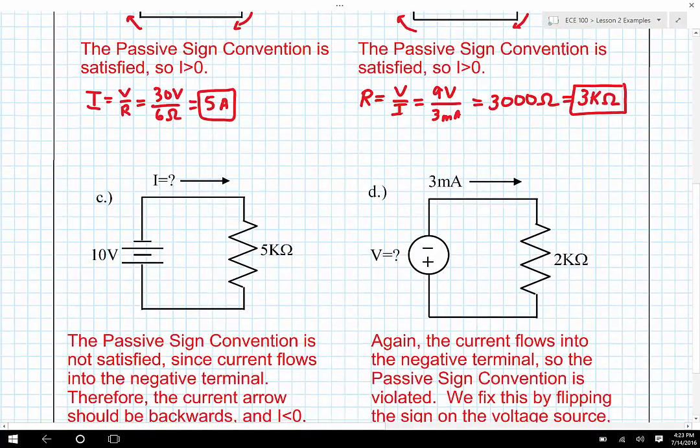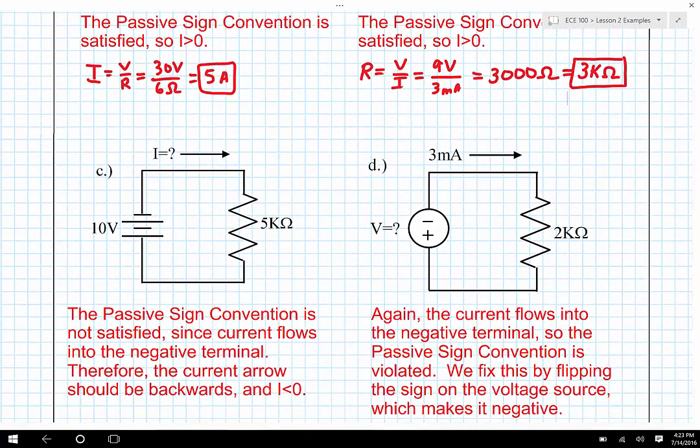Looking at part C here, you can see that we have a current that's unknown, but very subtly here, the voltage source has been put in backwards. So remember that the positive terminal is for the longer line and the negative terminal is for the shorter line. Now we see that the current is flowing clockwise again, and the negative terminal on the resistor is on the top and the positive terminal on the resistor is on the bottom because there's nothing in between the voltage source and the resistor. So therefore the arrow is flowing into the negative terminal. Therefore the passive sign convention is not satisfied.